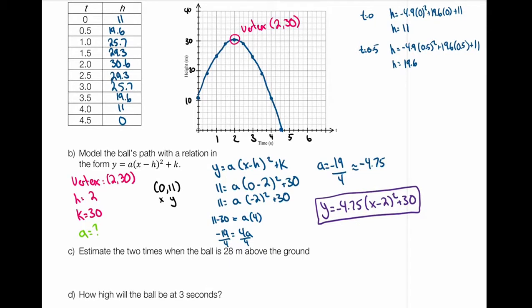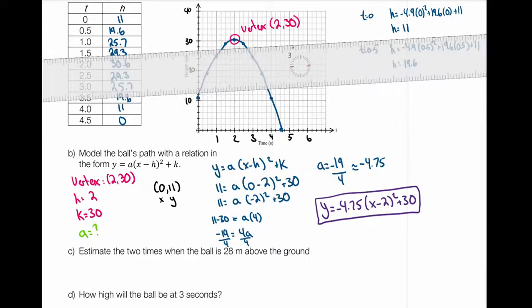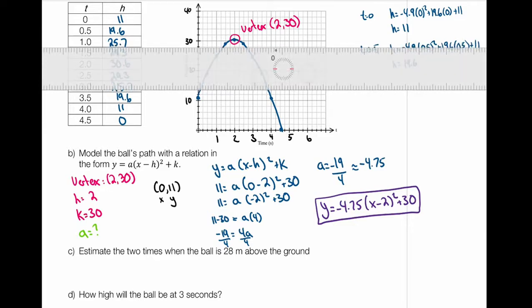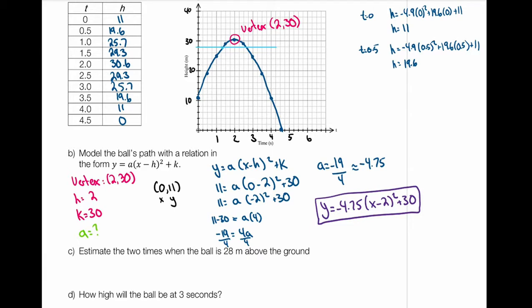Part C says estimate 2 times when the ball is 28 meters above the ground. So if I want to estimate 2 times when the ball is 28 meters above the ground, what I need to do is use my graph and go to 28 as a height. I'm just going to draw a line across and see where that hits my line. Well, it hits my line there and there. And if I want to roughly estimate that time, I'm going to draw a line down to see where it touches the x-axis. And those are going to be my 2 estimations.